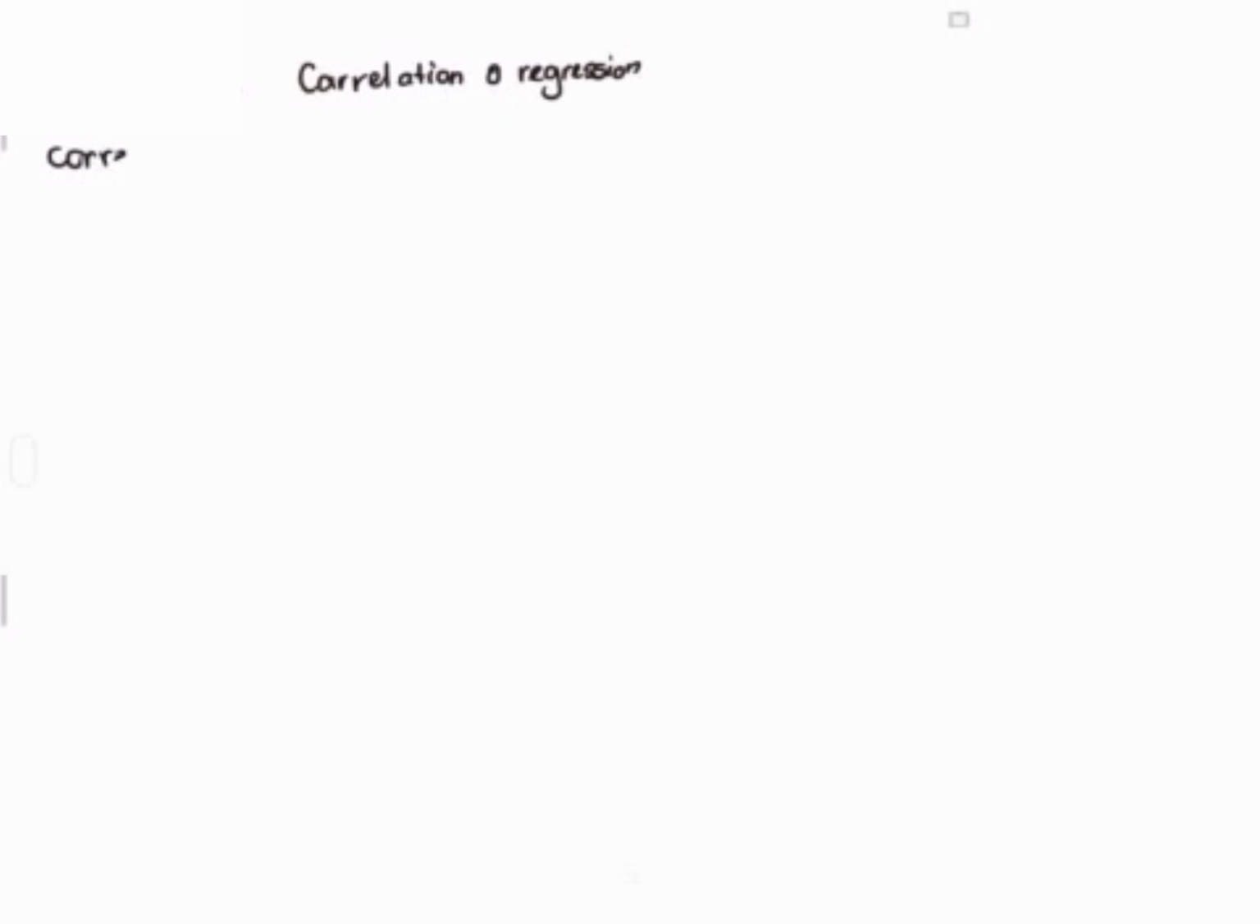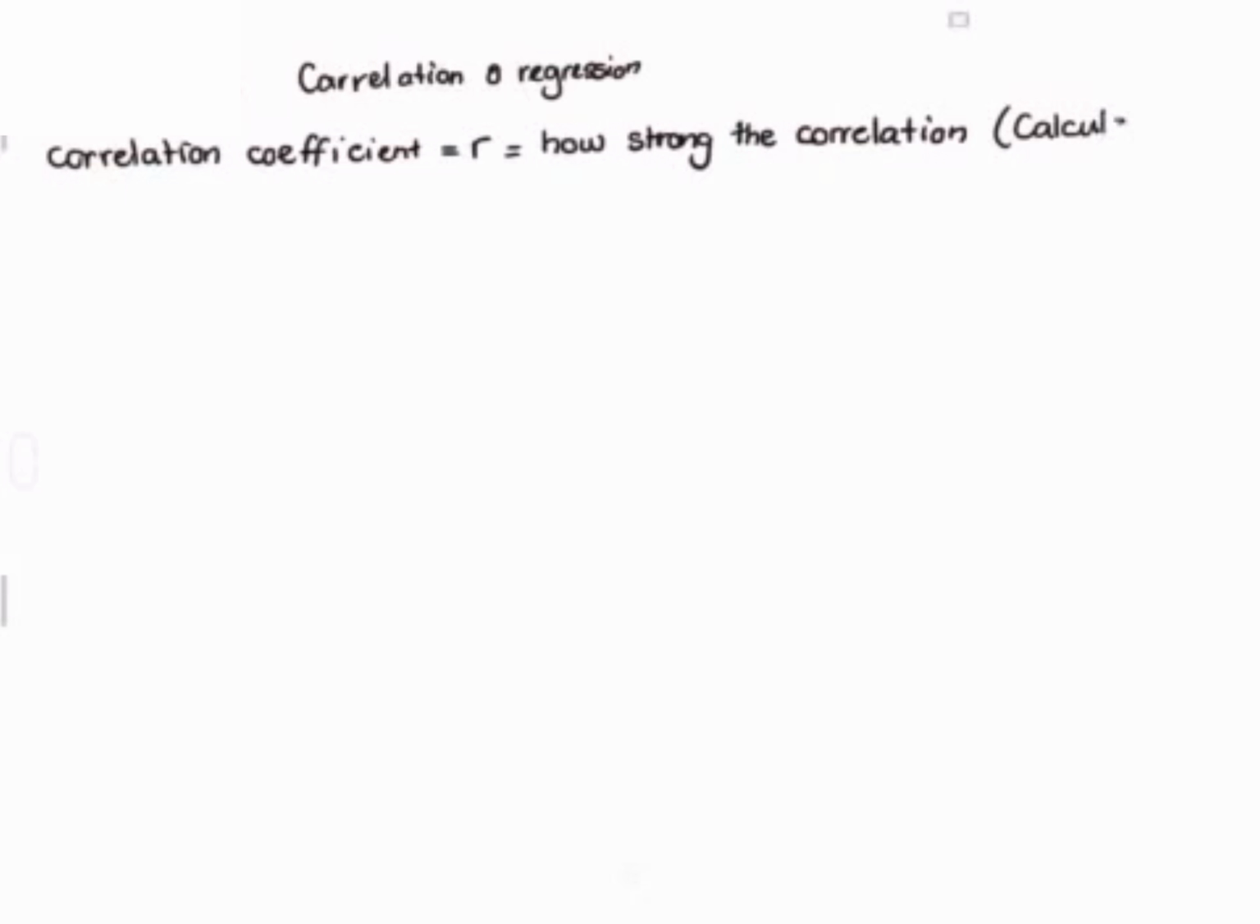Okay, so the correlation coefficient is labeled R, and it tells me how strong or weak and positive or negative is the correlation between those two things. And you need to work this out on your calculator.